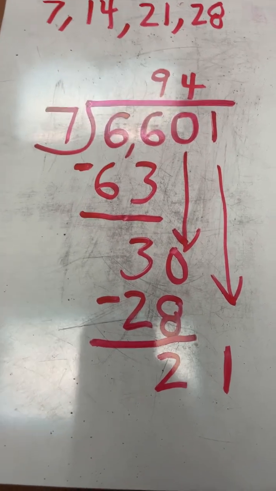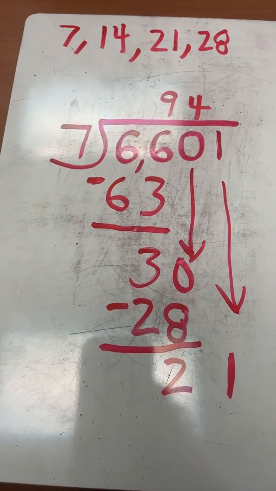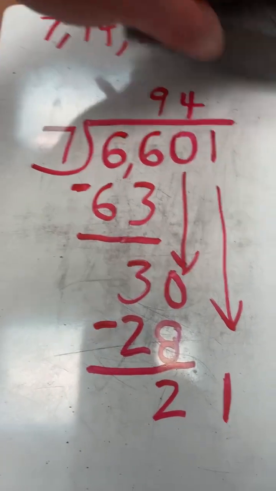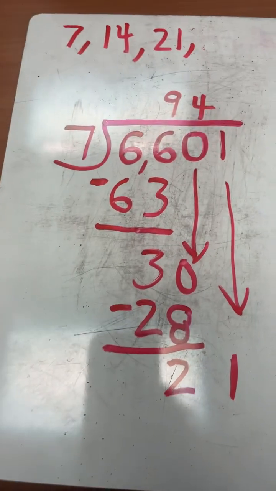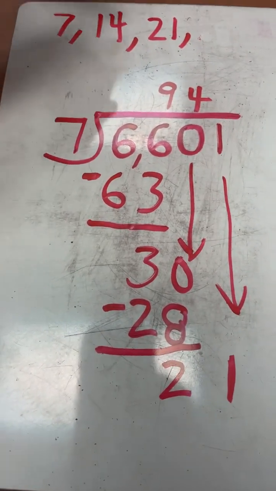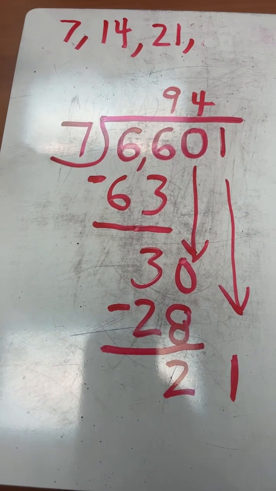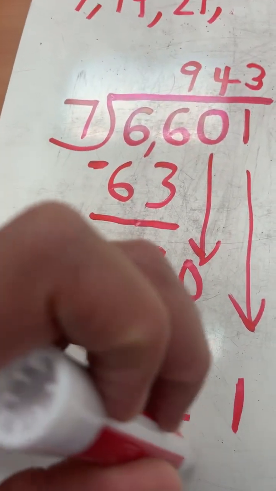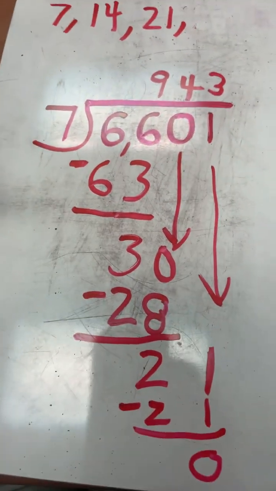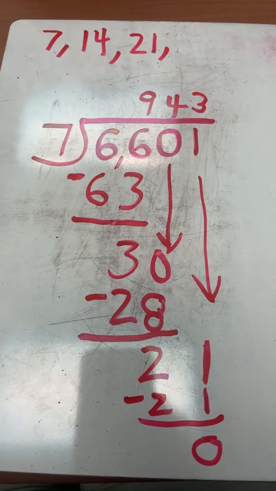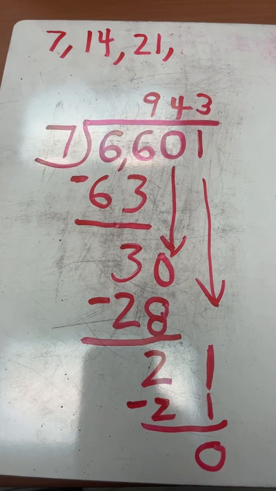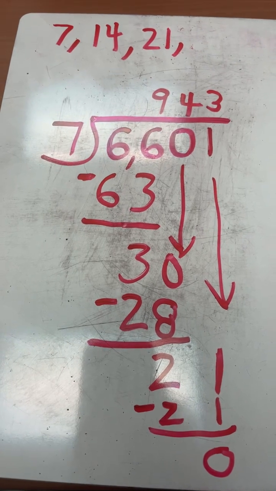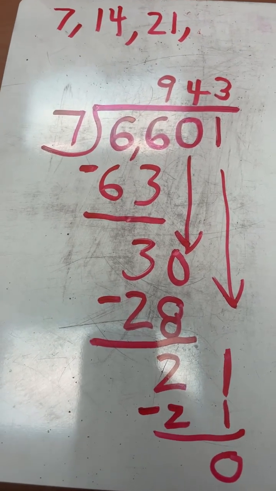And now I have to figure out how many groups of 7 I can get within 21. I don't even have to erase my groups and start over. I can just erase 28 and 35. If I count by 7 3 times, 1, 2, 3, I get 3 groups of 7 within the number 21. And there is no remainder. So we have our final answer. 6,601 divided by 7 equals 943.